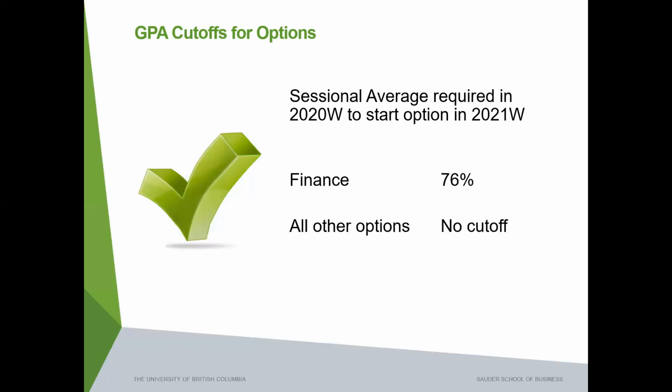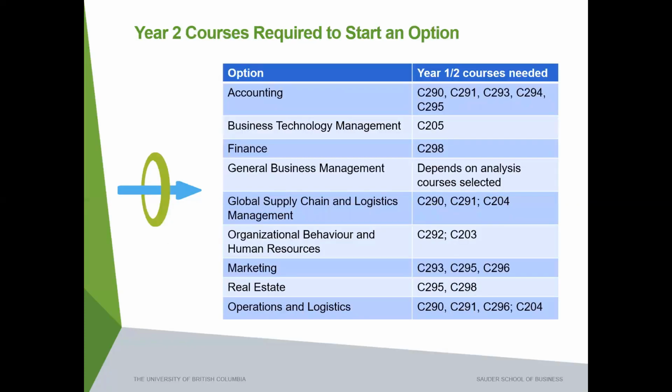So I know in previous years we had accounting as a cutoff, but the demand for the accounting option has gone down a little bit, so there's no need for a cutoff for that option anymore. So something to be aware of is there are certain year 2 courses that are required to start an option, and they are in fact the prerequisites for the 3rd year level courses that you'll need to take in the option. So just make yourself aware of what some of these prereqs are, because you want to make sure that you have them done before you're actually choosing the option courses.